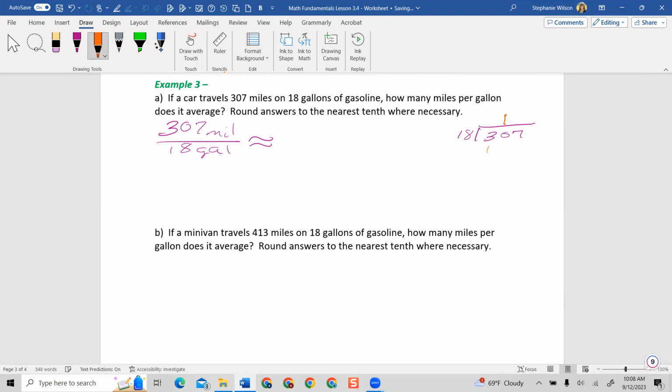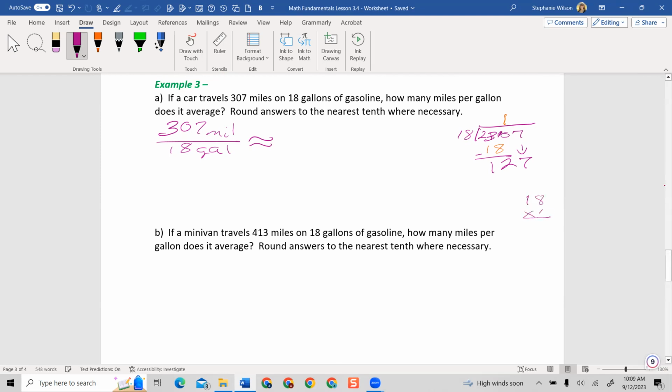So 1 times 18 is 18. And let's subtract. So I got 30 minus 18. Okay, I can't take 8 out of 0, so I'm going to borrow from this 3, making a 2, carrying this 1 over here. Now I got 10 minus 8 is 2. 2 minus 1 is 1. Bring down the 7. Now, we want to know how many times will 18 go into 127. So I know that 127 divided by 20, there's at least what, 6 sets of 20s in that 127. So let's start off with at least 6.